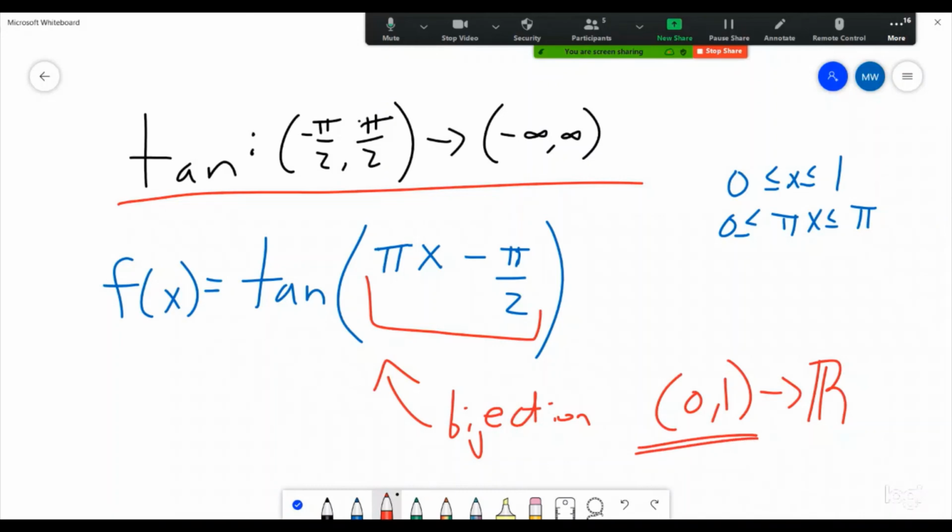Because x can go from 0 to 1, pi x is going to go from 0 to pi, but we want it to go from negative pi halves to pi halves, so negative pi halves is less than or equal to pi x minus pi halves, which is less than or equal to pi halves. So we just modified tangent, which was a function that almost did what we wanted, to turn it into a function that did exactly what we wanted.